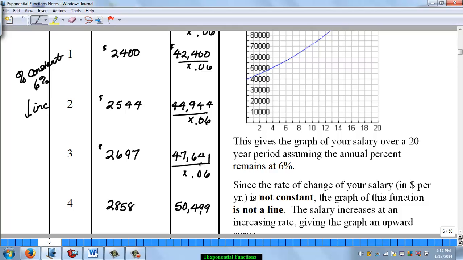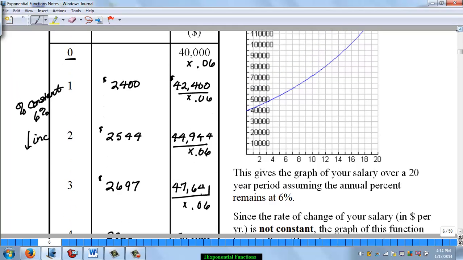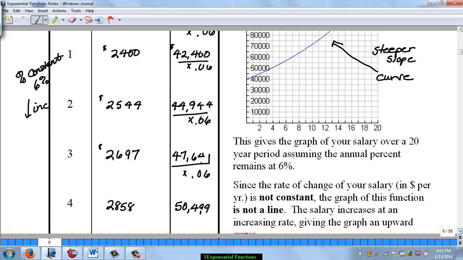So if you were to look at this graph, it makes your slopes get steeper and steeper. So it curves because of that. So you get a steeper slope. And because you get a steeper slope each time, it causes this line to curve. And it curves very rapidly because if you see here, after 4 years, I'm over $50,000. Right?